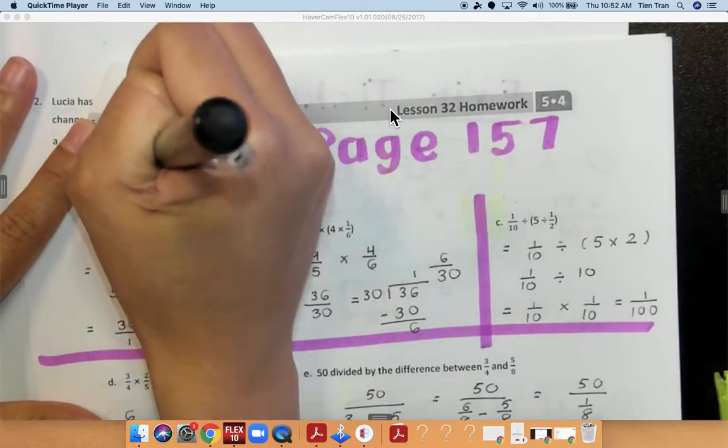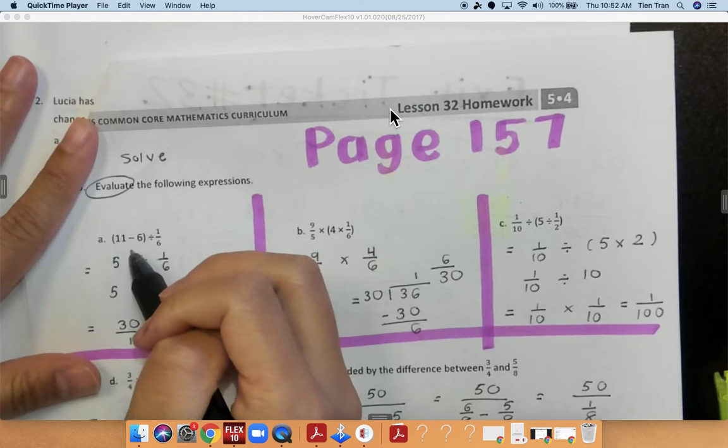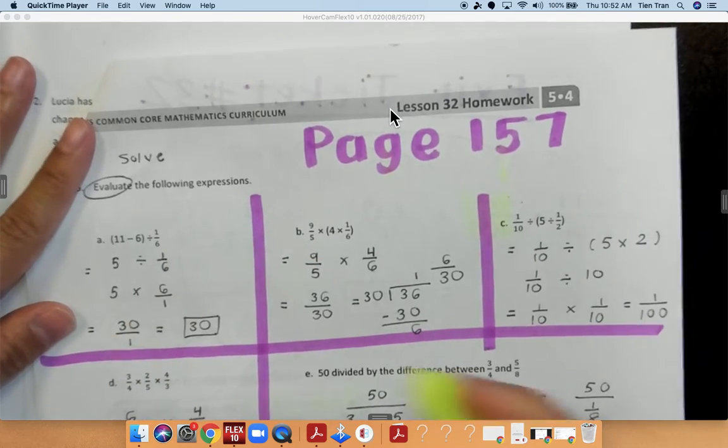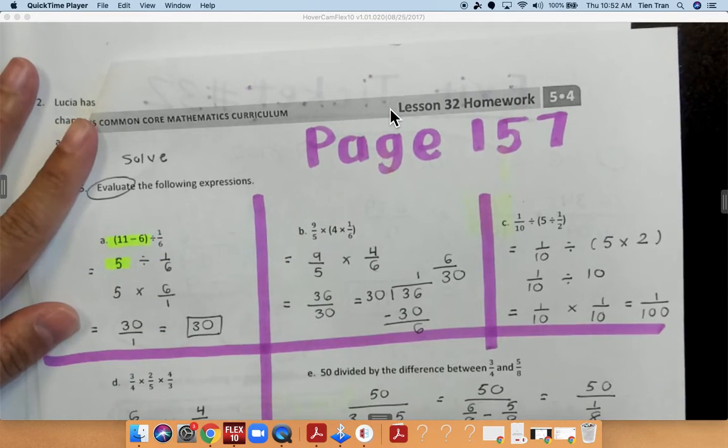Evaluate means to solve the following expressions. We have 11 minus 6. 11 minus 6 is equal to 5. Might help for you guys to see that.